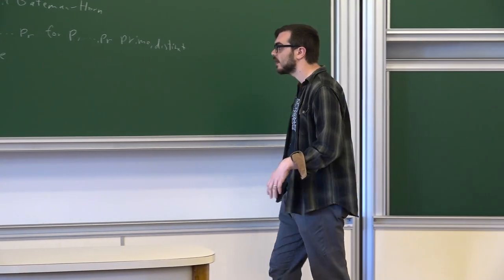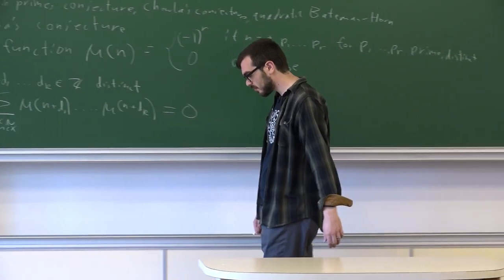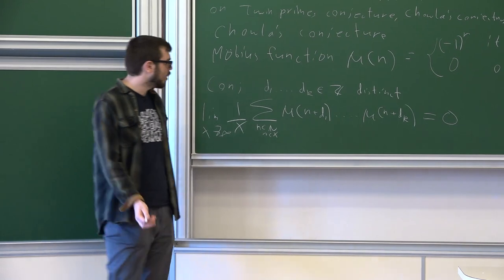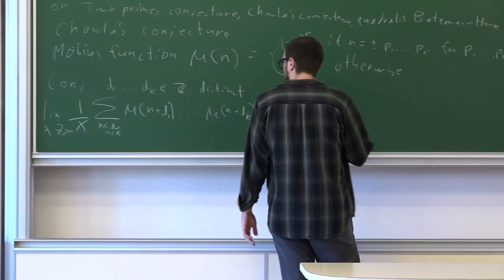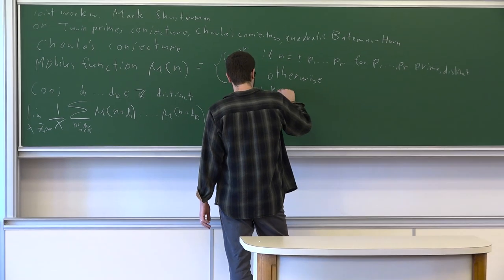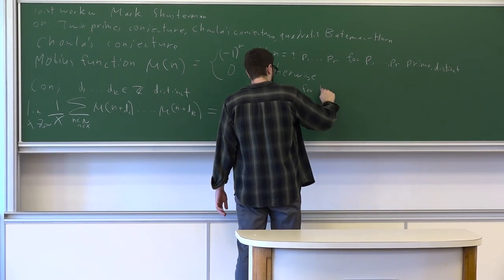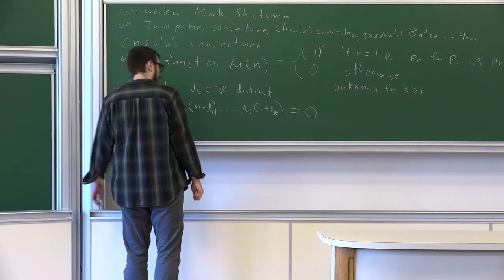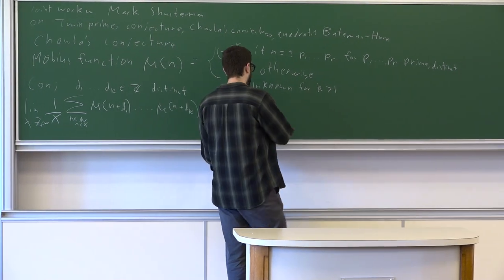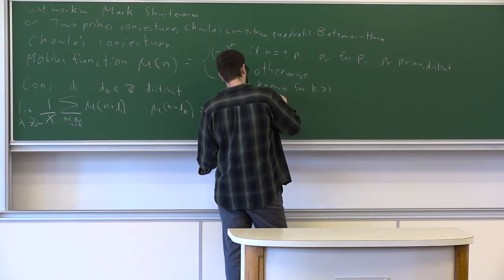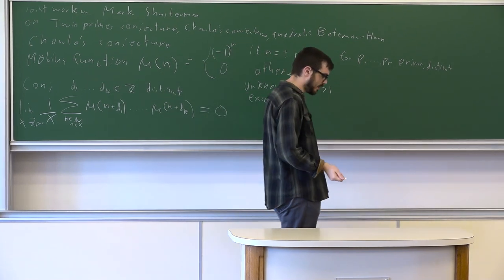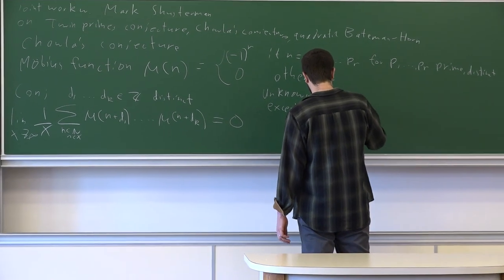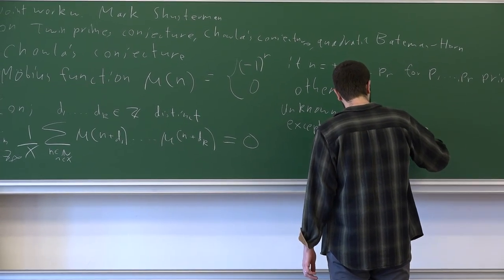So this conjecture is not known. This is unknown for k greater than 1. The k equals 1 version is basically equivalent to the prime number theorem, except there is a version of it that's known with additional averaging in x.